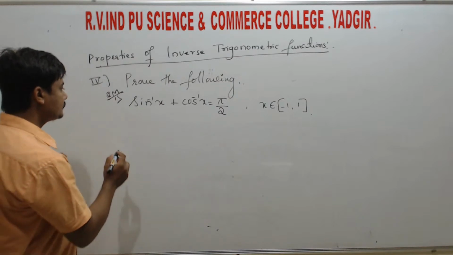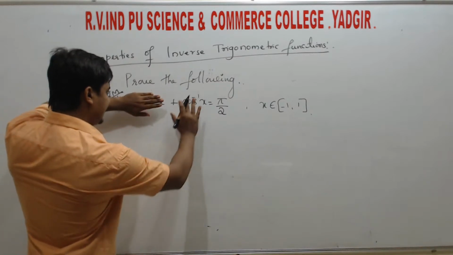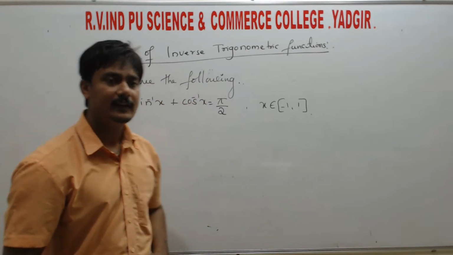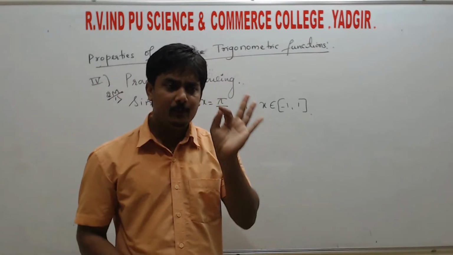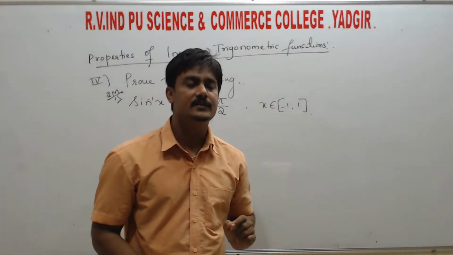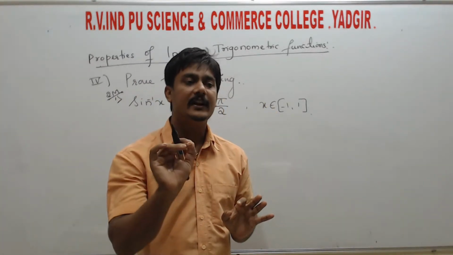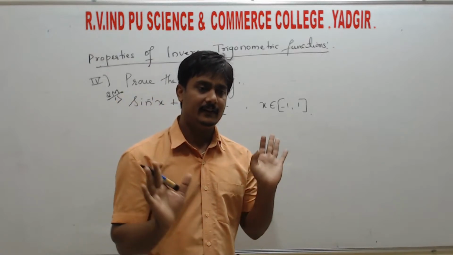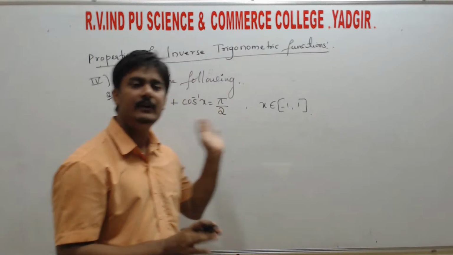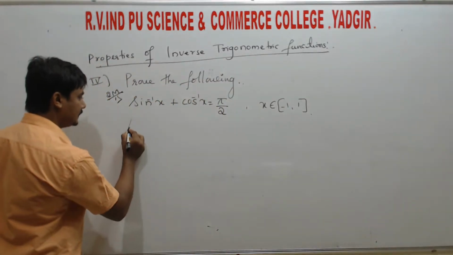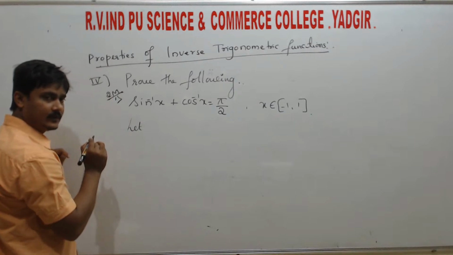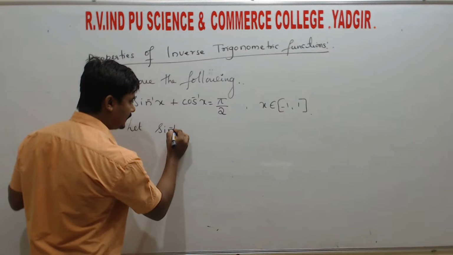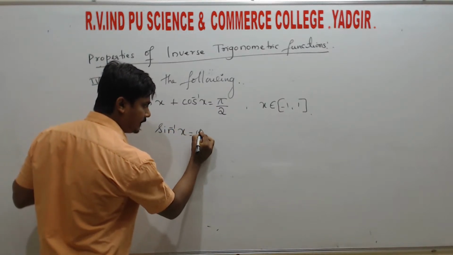Okay. Now, so in left hand side, dear students, we are having 2 inverse trigonometric functions, that is sin inverse x and cos inverse x. We will take one of the inverse trigonometric functions equal to theta. Either you take sin inverse x equal to theta or cos inverse x equal to theta. It is left to you. Here I will take sin inverse x as theta. Try to understand the proof. Let sin inverse x equal to theta.